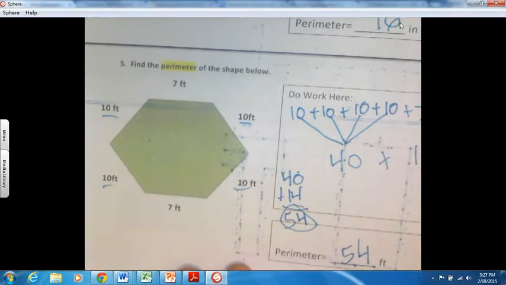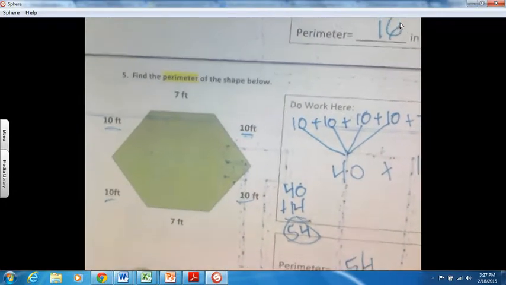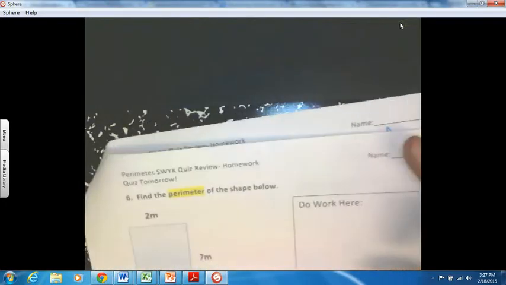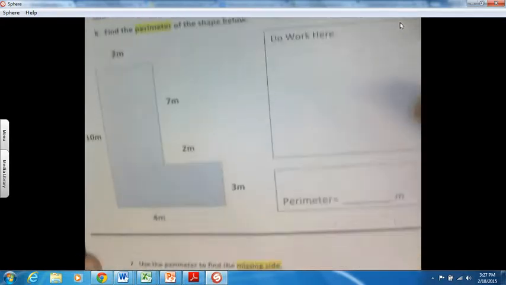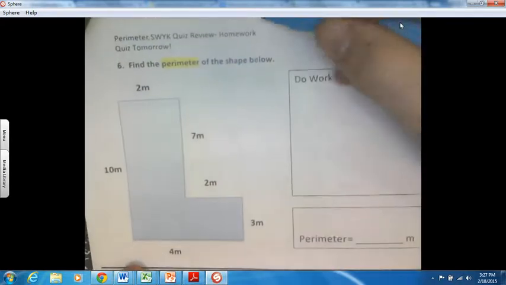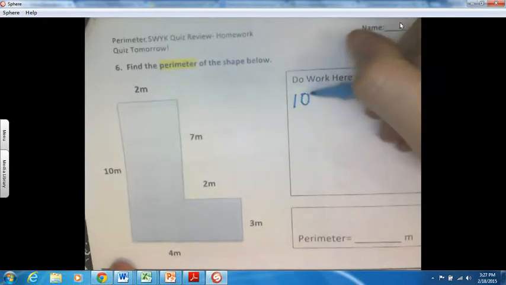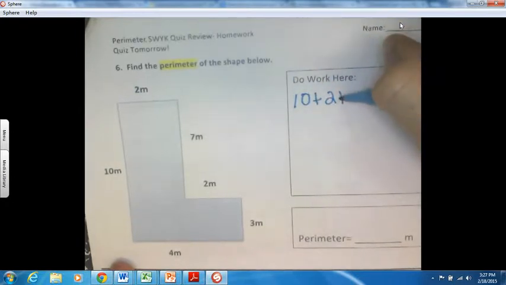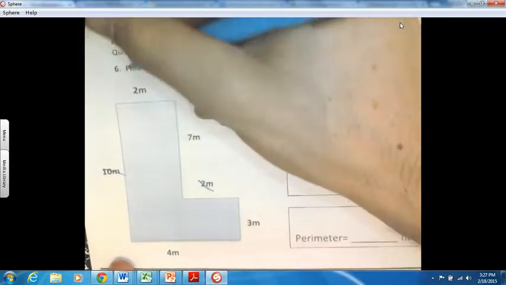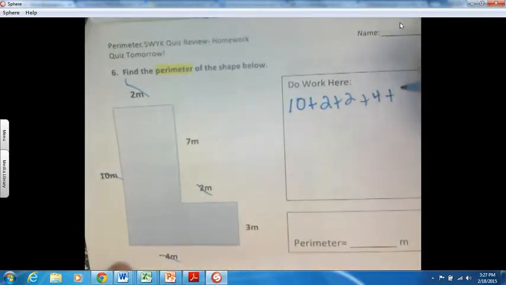Okay? Easy. When you have perimeter, all you have to do is add up all the sides you know, which is all of them, right? Add up all the sides. Find the perimeter. This one's a little bit trickier, but let's see what we can add together. 10 plus 2 plus 2 plus 4 plus 7 plus 3.